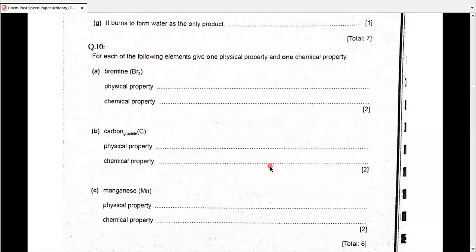Okay, moving on. Manganese, a transition element. It is a good conductor of electricity, or we can say that it hardens. Good. All of these physical properties are correct. Moving on to the chemical property. It has more than one valency.